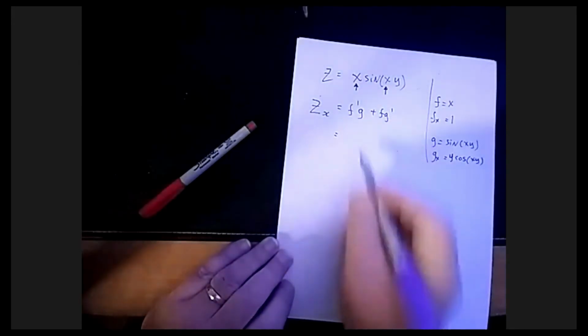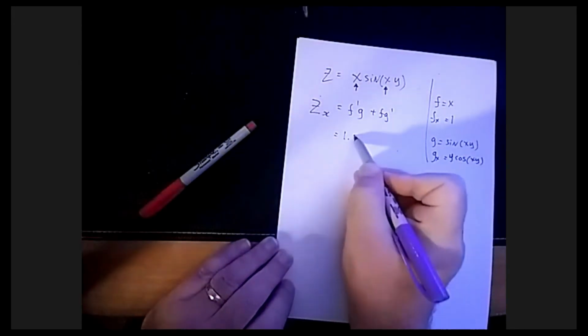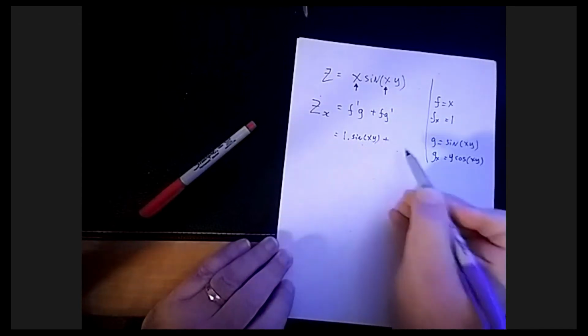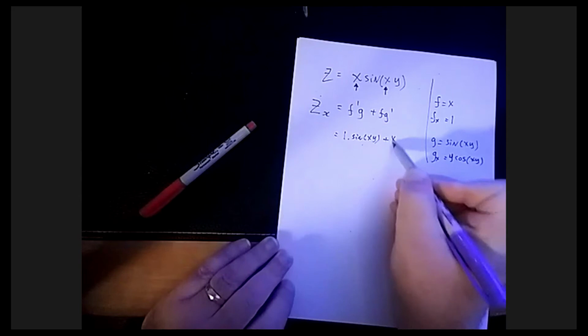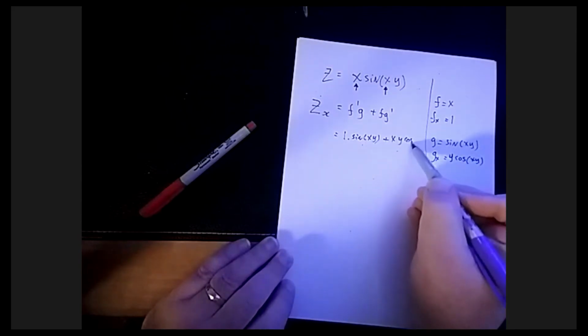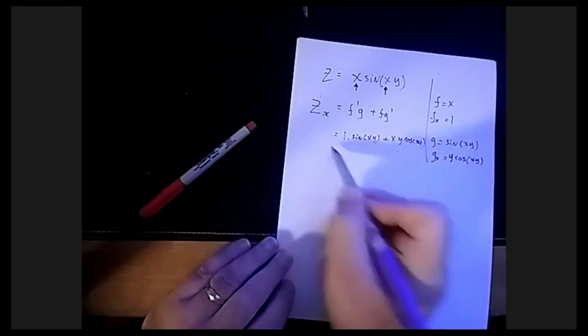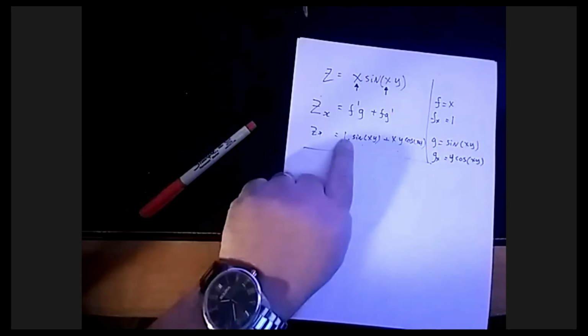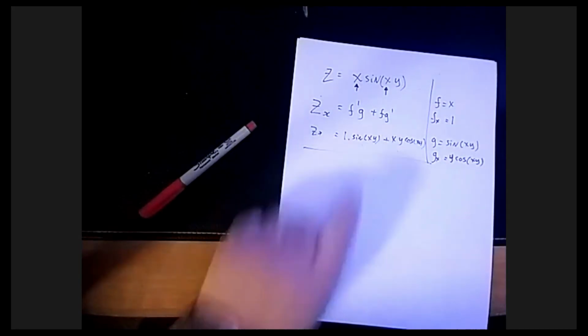Now if I put these pieces in, this guy's 1, leave that guy alone. This guy is x, and the derivative is y, cosine of xy. And minor tidying up, you never write 1 times something, and that's it.